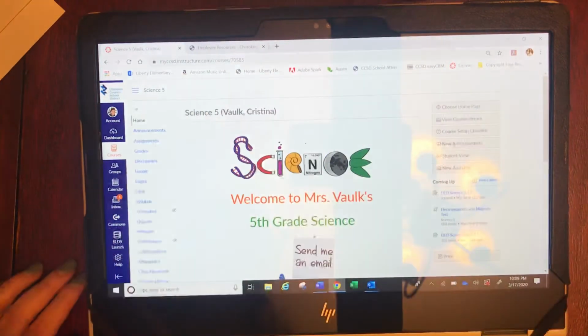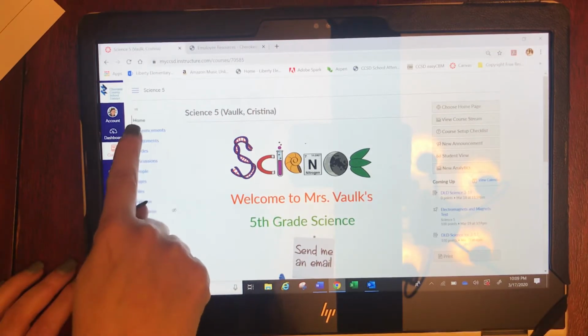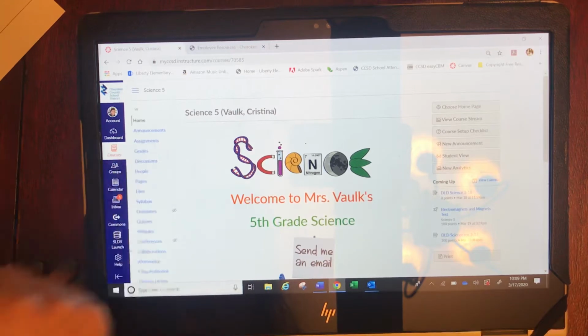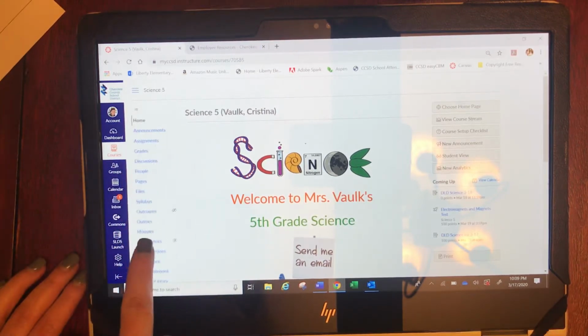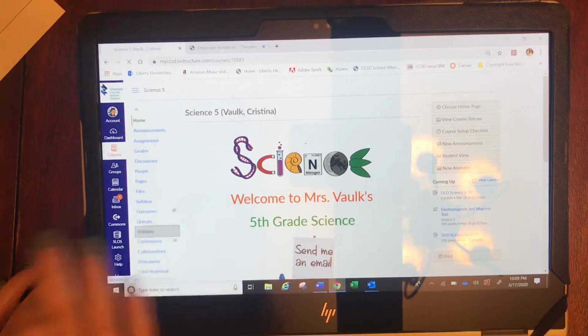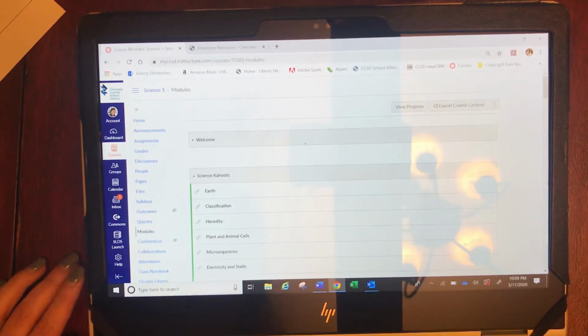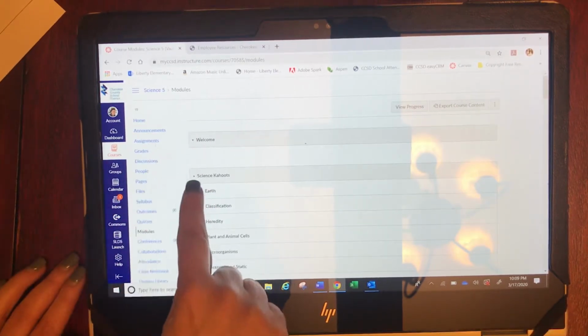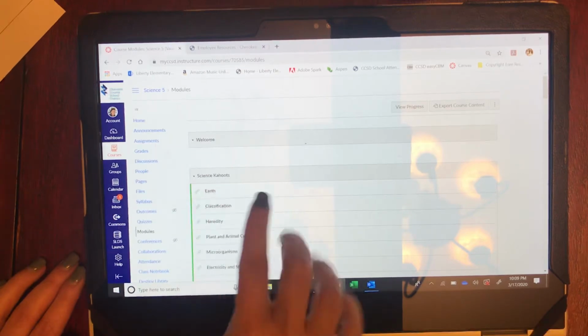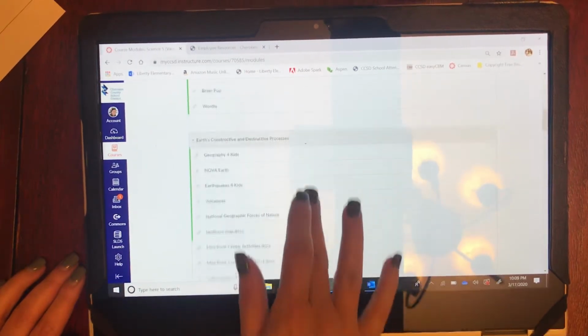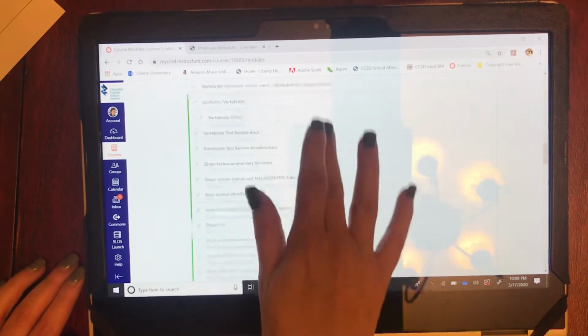Well, I've pulled up Mrs. Vaulk's Canvas page, and when I go into Canvas, I can see my options are home, announcements, assignments, and so on. I'm going to go all the way down where it says modules, and I'm going to click modules. Give it a second, it'll pop up. And then I see my headings. I've got welcome, my science cahoots, and I'm going to go all the way down.